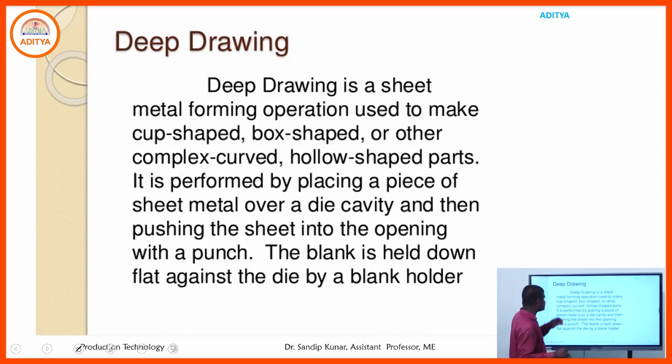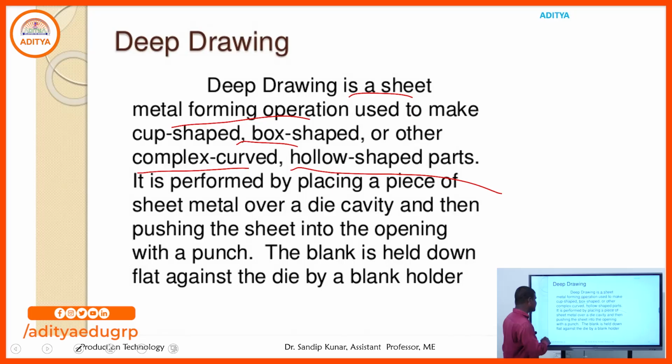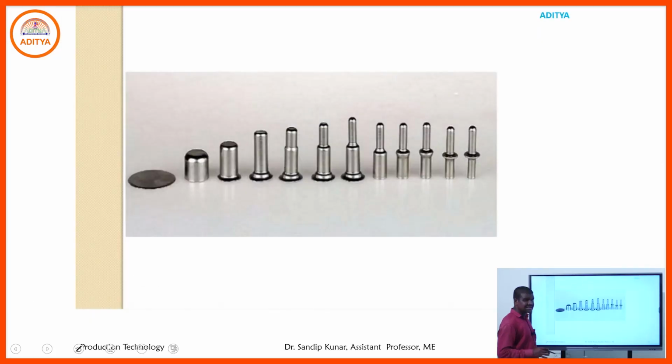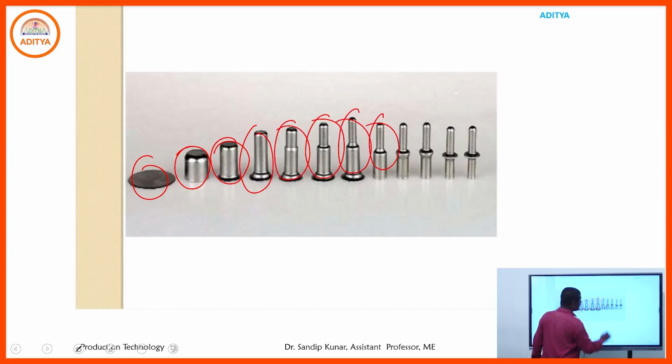Deep drawing. In case of the deep drawing process, what happens? That is a sheet metal forming operation used to make cup shaped, box shaped or other complex curved hollow parts with higher depth. The process is performed by placing a sheet metal over a die cavity and then pushing that sheet metal into the opening with the punch, and the blank is held down against the die by a blank holder. So the box shape, cup shape or complex cup shape with higher depth is produced by the deep drawing process.